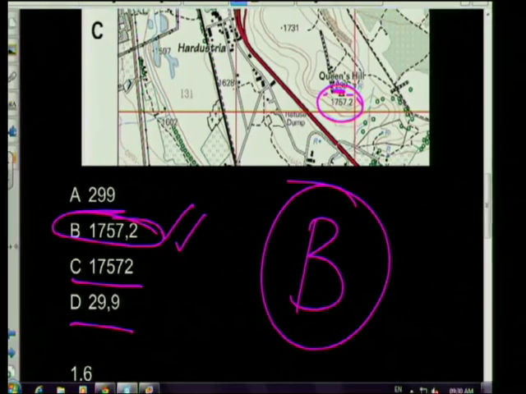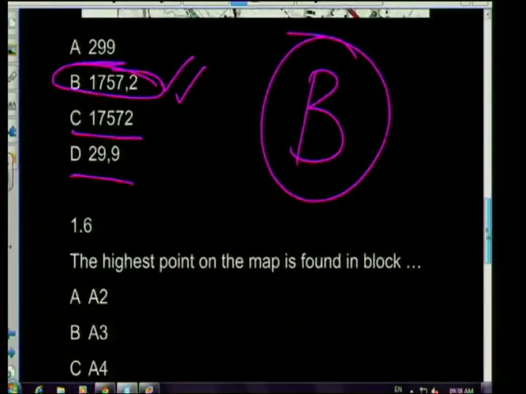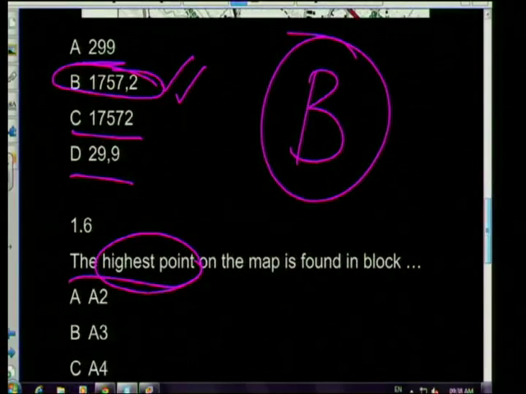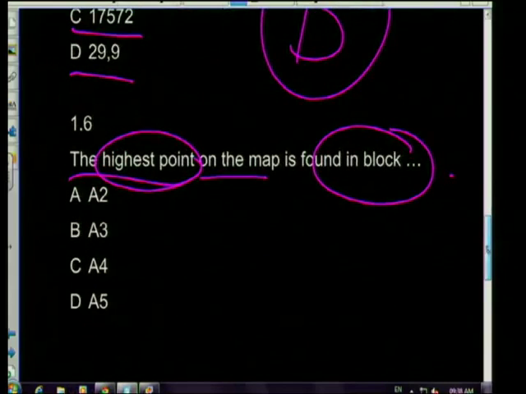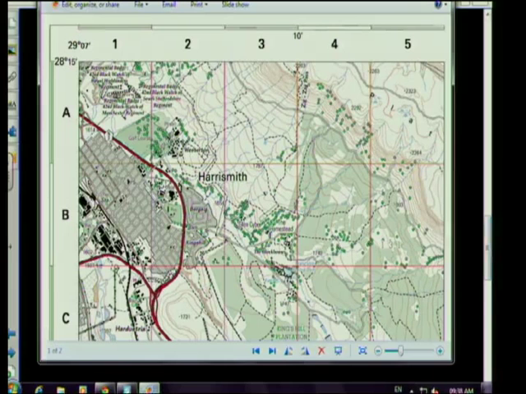We're off to a great start, and now we're moving on to the next question, which is 1.6. The highest point on the map is found in block. And in this example, we've been given the options of A2, A3, A4, and A5. Let's have a look at the map. There's our blocks A2, 3, 4, and 5. Obviously, guys, you will note that the highest point is this particular area, which almost forms a plateau. And the highest height would be given in either A4 or A5. And in this case, note the highest height on the plateau is in A5.